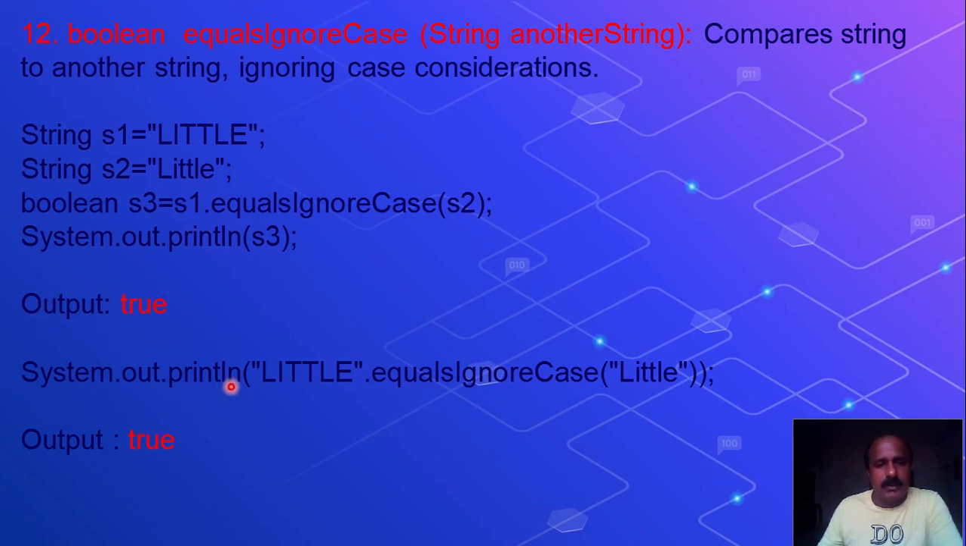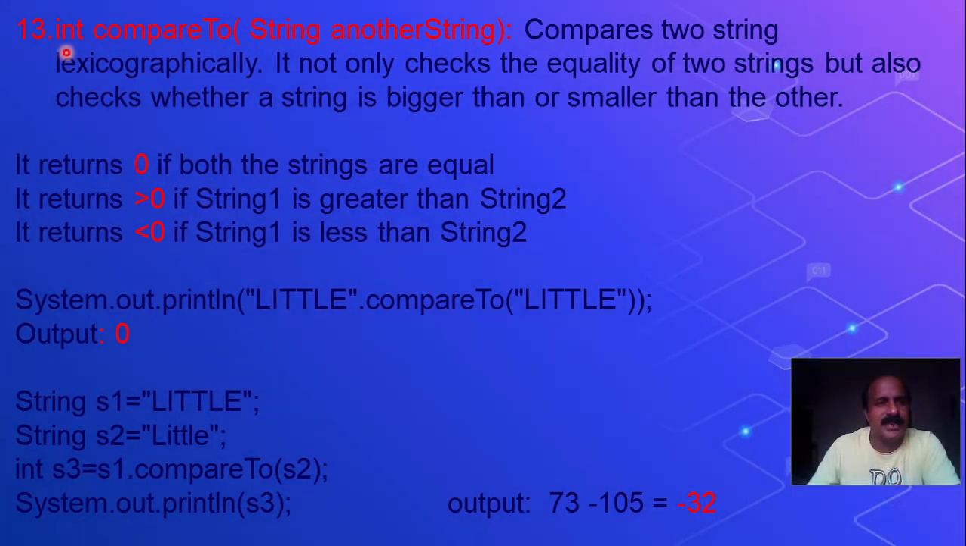Next, System.out.println("little".equalsIgnoreCase("little")). In this case also you will be getting true only. This method also can be used. So this is another method, which most probably we will be using in programming. Okay, so equalsIgnoreCase is over. Next we are going to see compareTo.